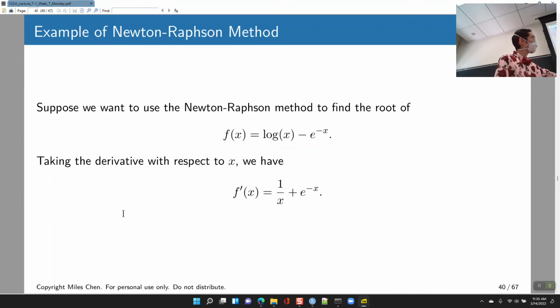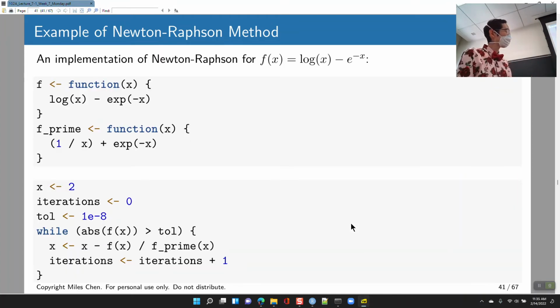So let's revisit the same equation that we saw earlier. Let's solve for the root of this function, log of x minus e to the negative x. So I want to take the derivative of this. The derivative of log of x is 1 over x. The derivative of e to the negative x is e to the negative x, but with the chain rule I have to multiply by a negative 1. So minus e to the negative x becomes plus e to the negative x, and this is going to be my derivative, f prime.